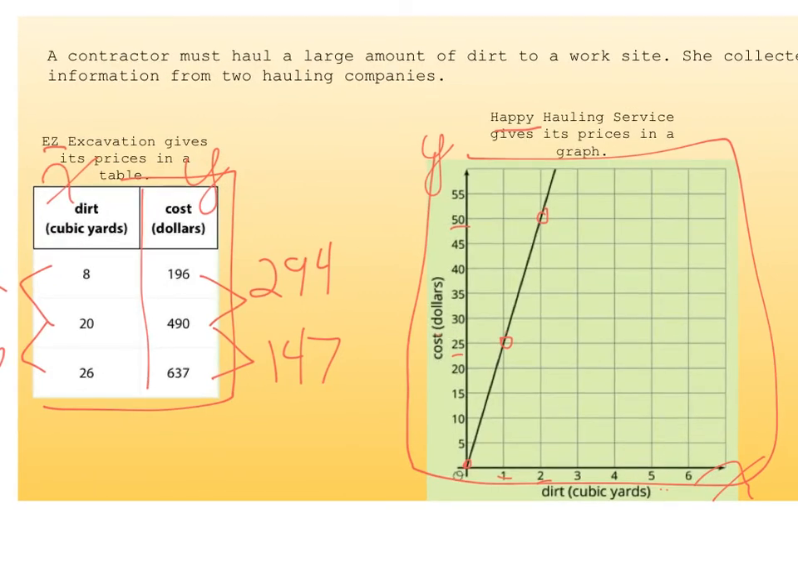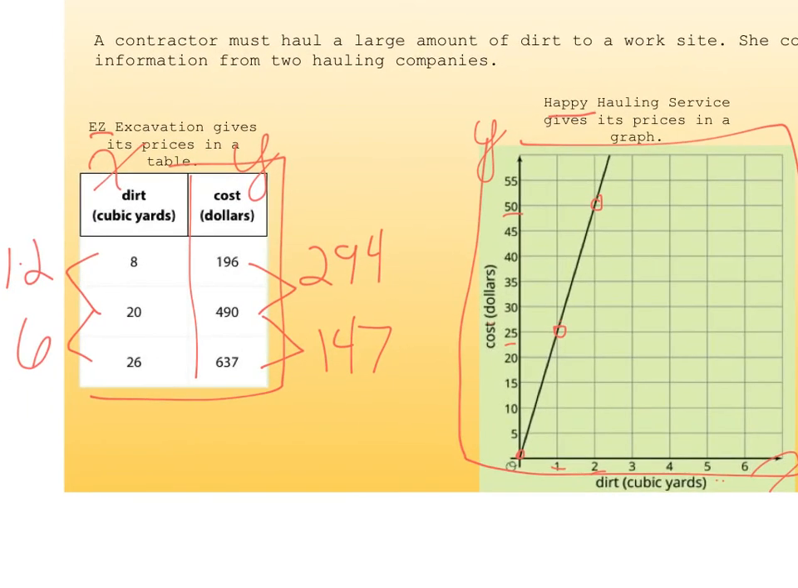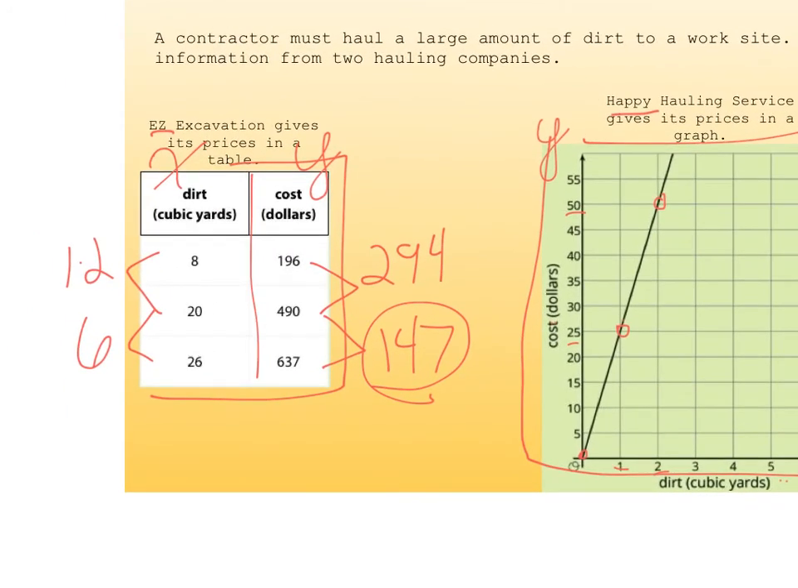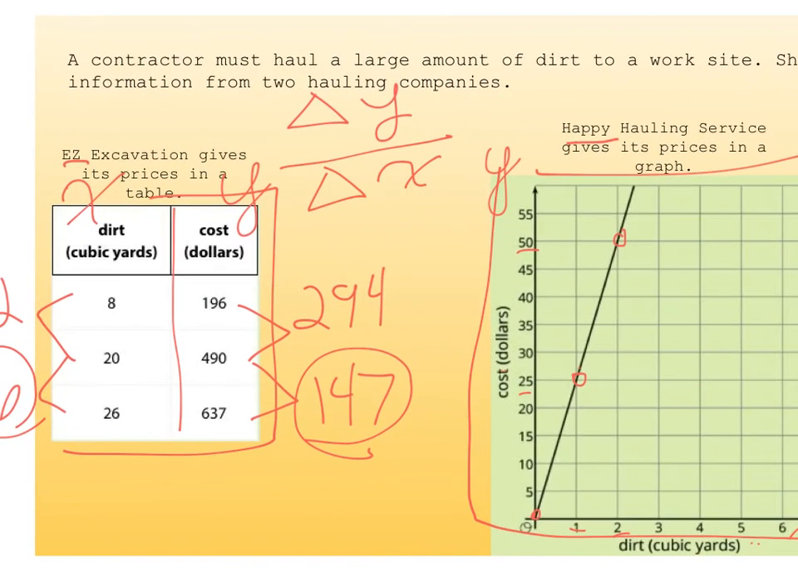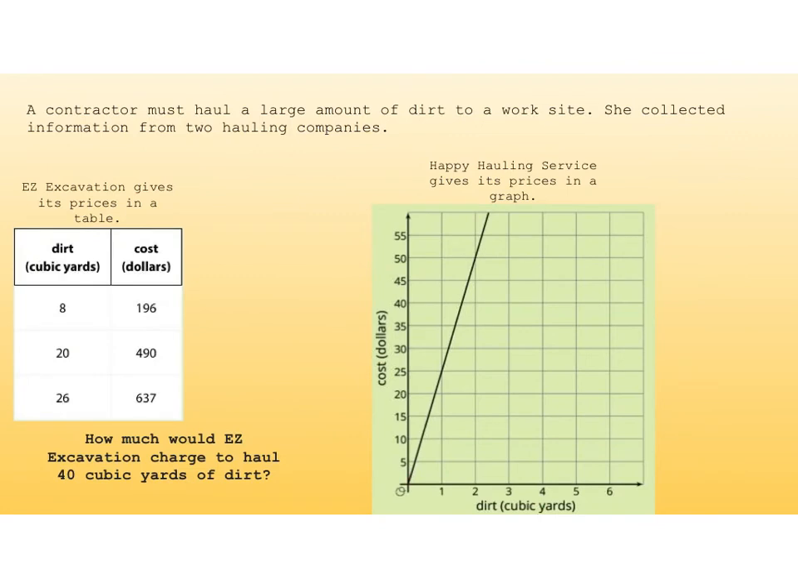For Easy, we're going to have to do some calculation. You're going to have to find the change in y and divide it by the change in x. Okay, change in y divided by change in x. All right, keep that in mind. Let's go to this next slide. Okay, here's the questions for you guys to work on. They're right down here. How much would Easy Excavation charge to haul 40 cubic yards of dirt?